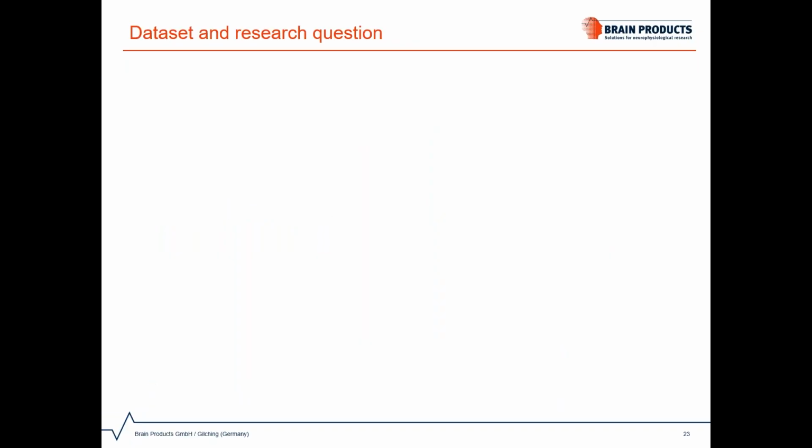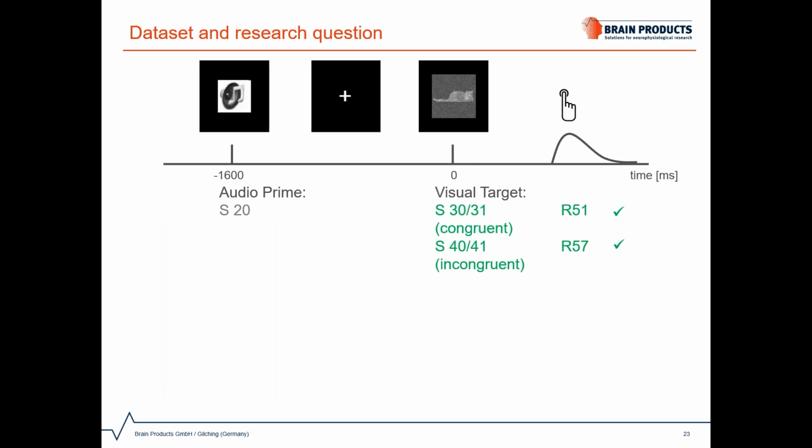For the hands-on session, we will use data from one subject that performed in a semantic priming paradigm. The experimental paradigm consists of an auditory prime, a delay period of 1600 milliseconds where only a fixation cross was shown, and a visual target. The subject was asked to respond to the target as fast and accurately as possible, indicating whether or not the object shown in the image is small enough to fit in a real card box. In some trials, the auditory prime would be semantically congruent to the target object, in others not.